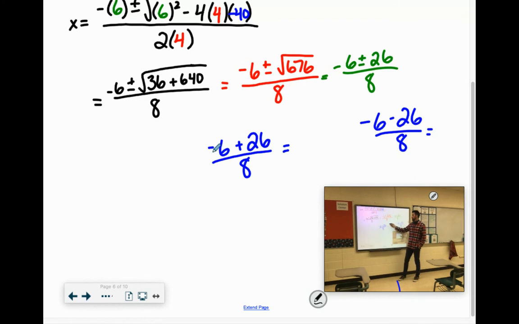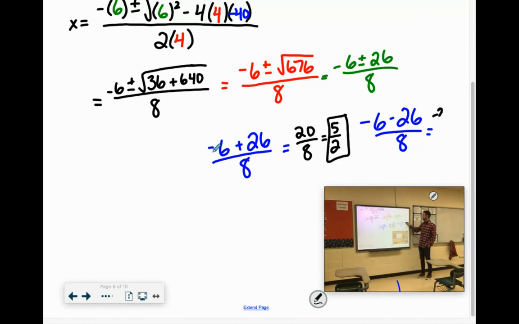Negative 6 plus 26 is 20. Over 8 reduces to 5/2. Negative 6 minus 26 is negative 32. Divided by 8 is negative 4. Those are your two solutions. If you substitute them into the original equation, they both work.